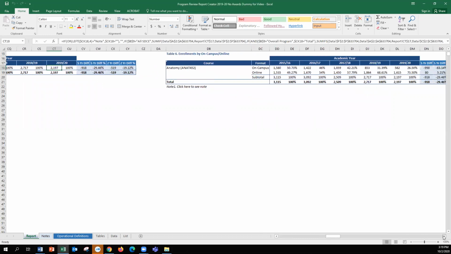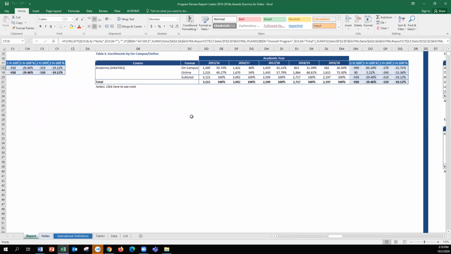What else does he see? Now he wants to look online. He sees that enrollments online for the last years have been increasing substantially, especially when you compare them to on-campus. In 2015-2016, they were almost evenly split 50-50. However, by this last year, 2019-20, almost three-quarters of the class are online. So he's starting to see there's a big shift for this class.